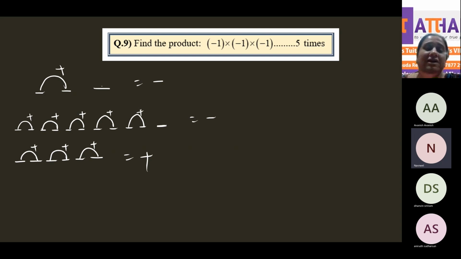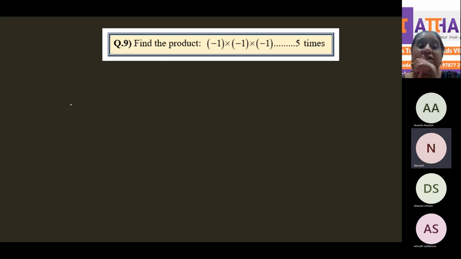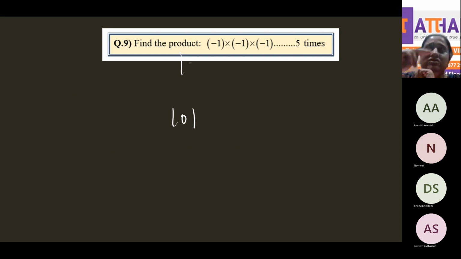Suppose you have to multiply 101 minus signs. Okay, so till 100 you can make 50 pairs. Till 100, minus into minus, minus into minus, you can make 50 pairs. So all that will be positive plus. The 101st one will be a minus sign. So all that plus into this minus will become minus.